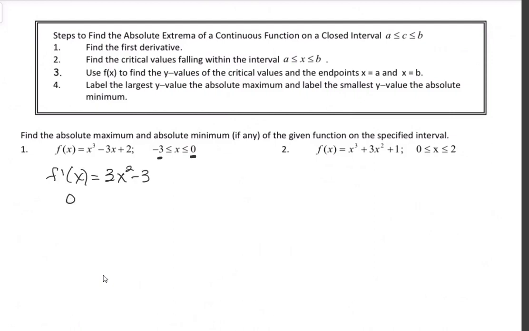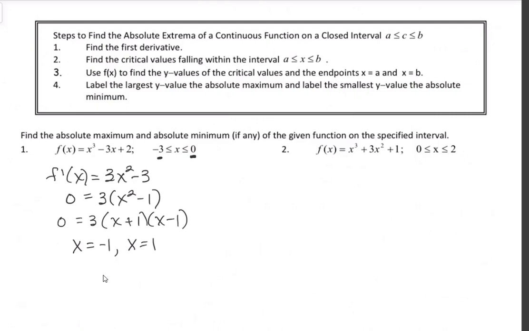I want to set that derivative equal to 0, and at the same time I will factor out the greatest common factor of 3. Then I want to continue to factor that, or at least go as far as until you can see what the critical values are. You might be able to see that at this point, but I'm going to go ahead and factor that x squared minus 1 as the difference of two squares. Now I can definitely see what my critical numbers are. They are -1 and 1.